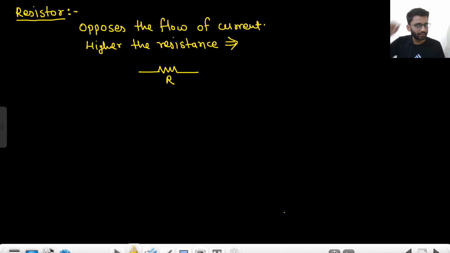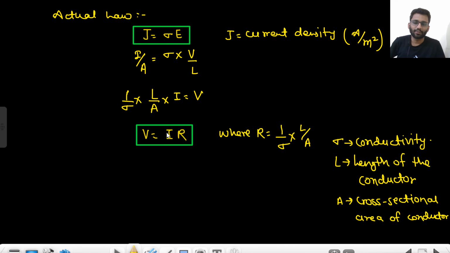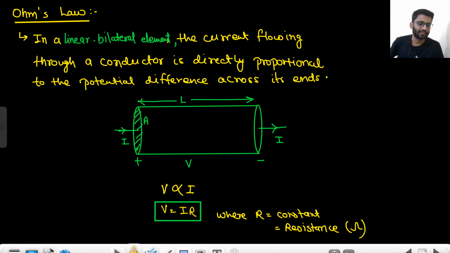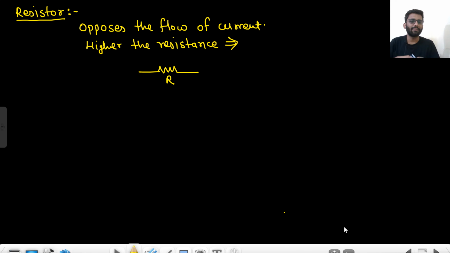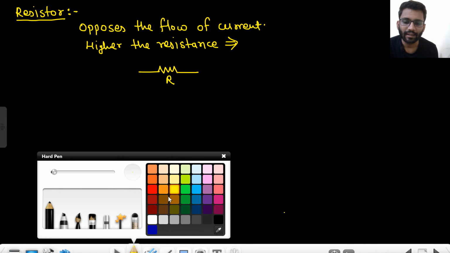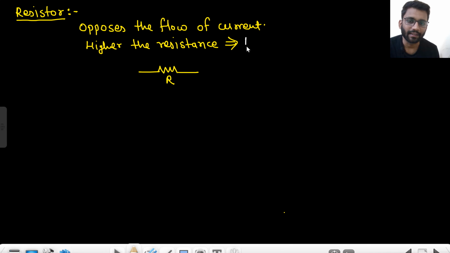So what did we just see? V equals IR. R is a constant element that we call resistance. Now what is a resistor? A resistor basically opposes the flow of current. In any conductor, it opposes the flow of current. So higher the resistance, lesser the current.